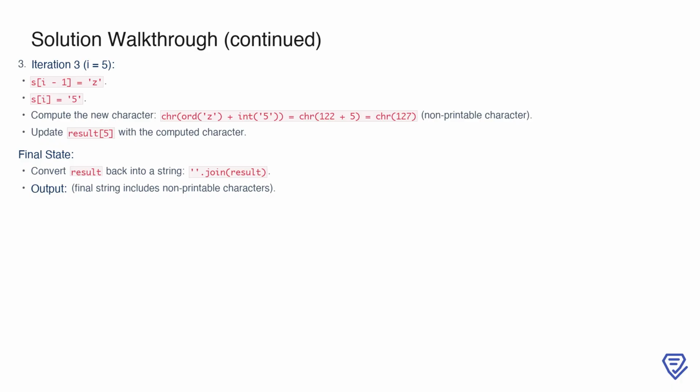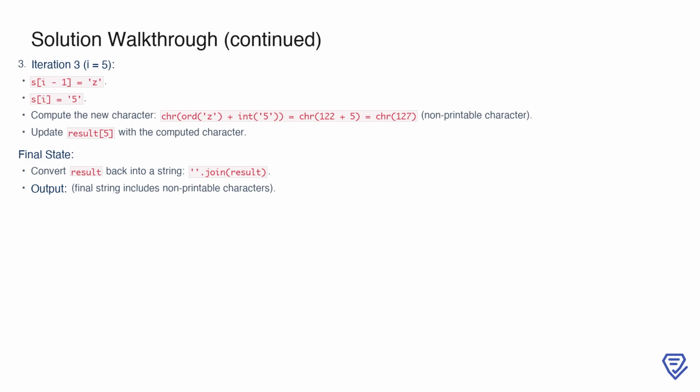The calculation here results in chr(ord('z') + int(5)) equals chr(122 + 5) equals chr(127). This gives us a non-printable character, which is still valid in terms of ASCII computation. We update result[5] with this computed character.